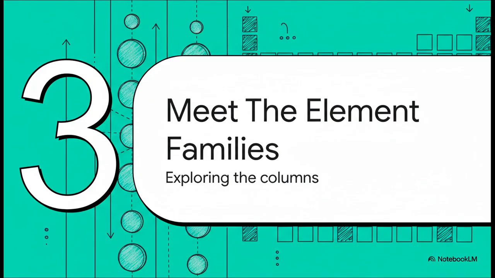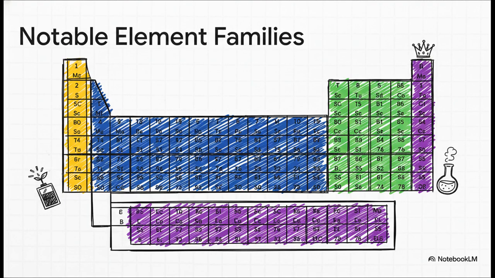Okay, let's dive into some of those families we were talking about. Remember, these are the vertical columns that group elements with similar personalities. You've probably heard of some of these. Over on the far left, in Group 1, you've got the super-reactive alkali metals. Right next door in Group 2 are the alkaline earth metals. Now, let's jump way over to the other side. Group 17, those are the halogens. And the very last column, Group 18, that's the noble gases. They're famous for being not reactive at all. Oh, and that huge block of elements right in the middle? Yep, those are the transition metals.